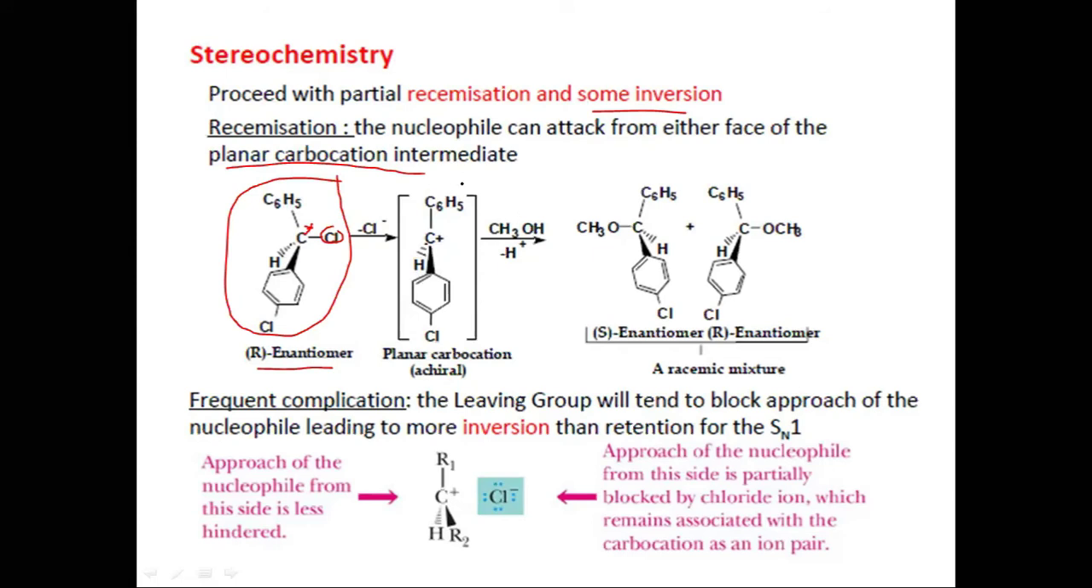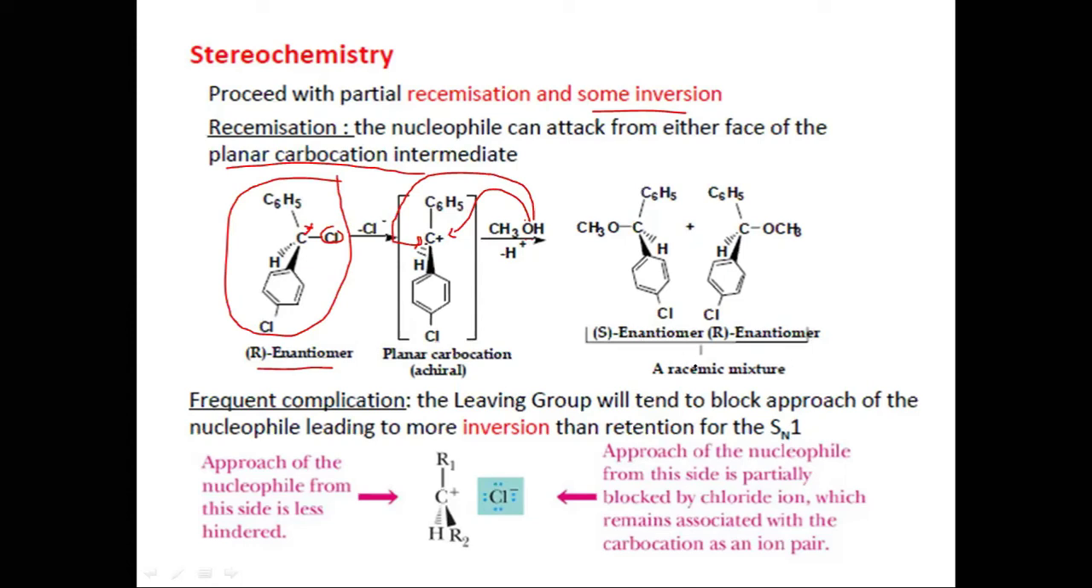Now, once you get this intermediate planar carbocation, then comes the attack of the nucleophile. In this case, we are using methanol as a nucleophile, and the oxygen has two lone pairs, and it prefers to attack the formed planar carbocation. It can attack in two different ways, either from the same side the leaving group leaves, or from the opposite side. We call it a front side attack or back side attack, which results in the formation of two types of enantiomers. One is the S form of the enantiomer, and another one is the R form.